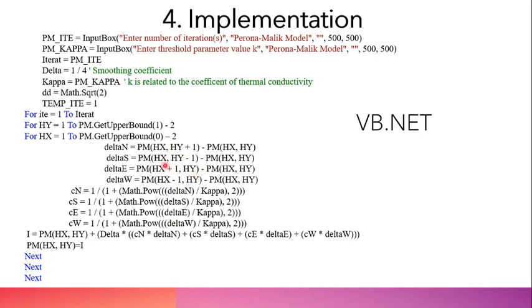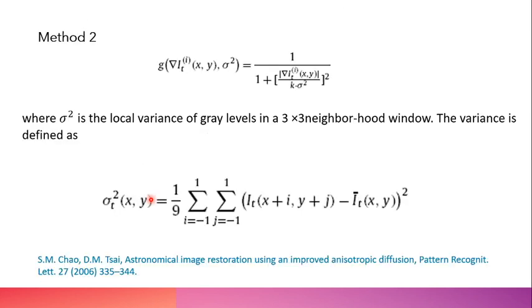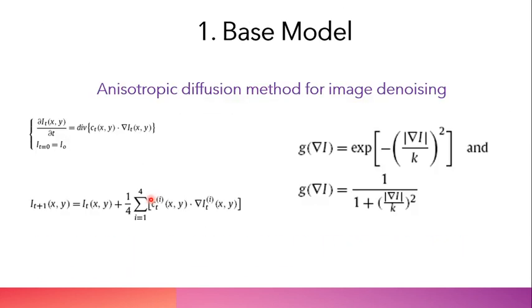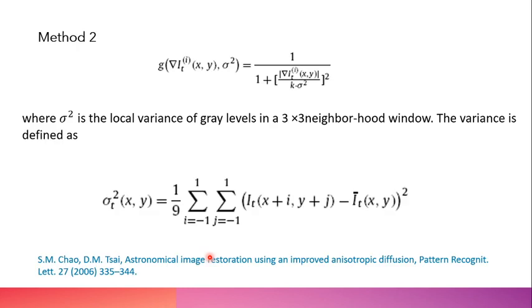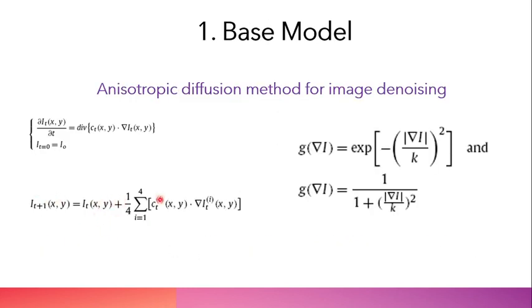In the previous video I explained this one, and accordingly we can calculate the Cn, Cs using the math power of. So I am using this equation, that is 1 by 1 plus delta divided by k whole square. So this equation will be implemented here, and this is the final equation, I equal to I plus lambda into the sum of delta and C, that is this equation. So this equation can be implemented like this.